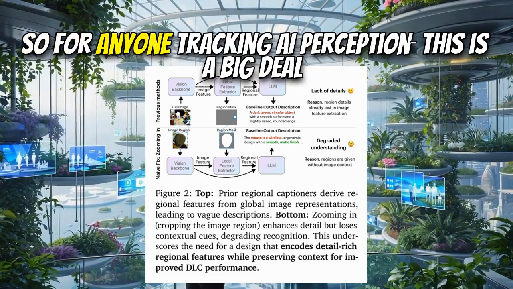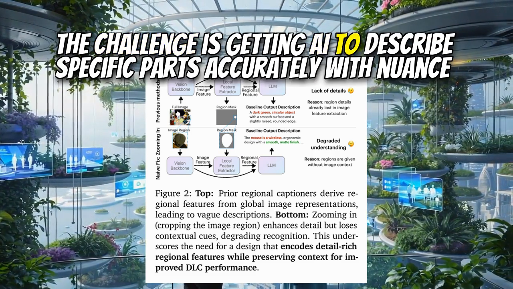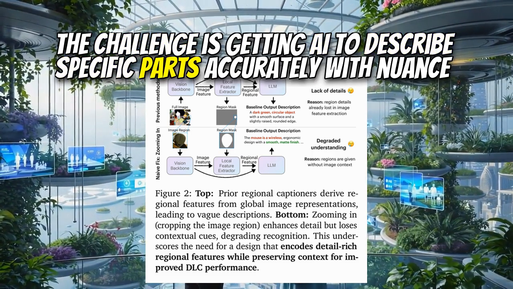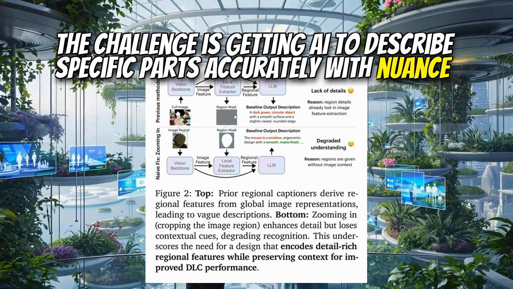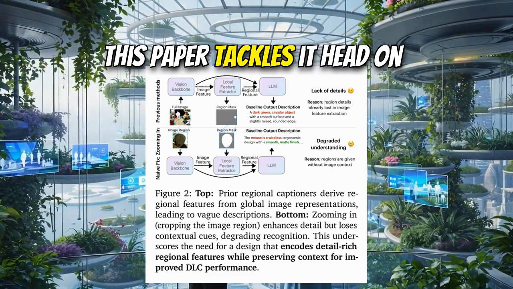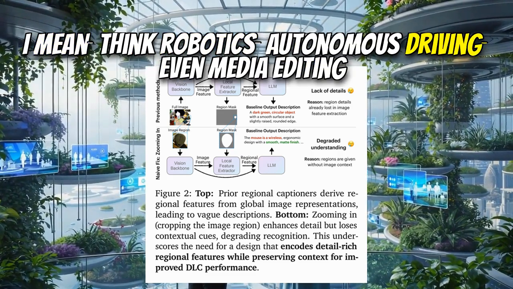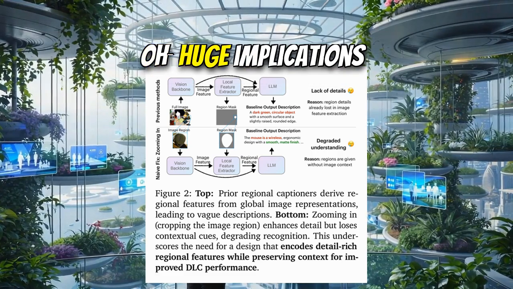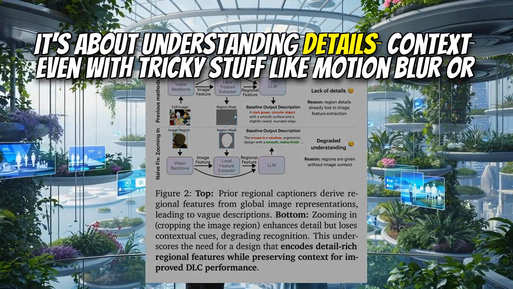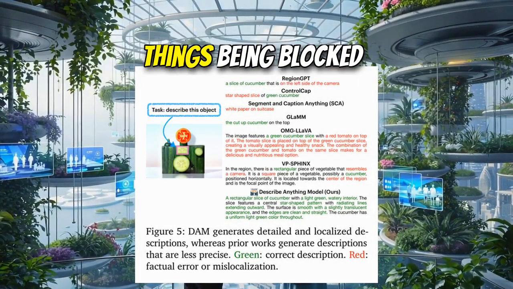Absolutely. So for anyone tracking AI perception, this is a big deal. The challenge is getting AI to describe specific parts accurately with nuance. It really is. It's been a tough nut to crack. This paper tackles it head on. And the potential impact, I mean, think robotics, autonomous driving, even media editing. Oh, huge implications. It's about understanding details, context, even with tricky stuff like motion blur or things being blocked.